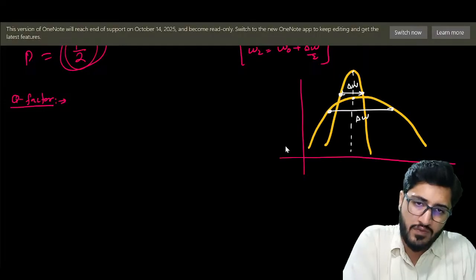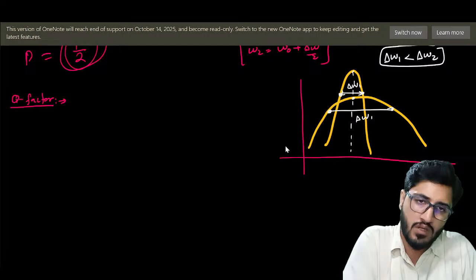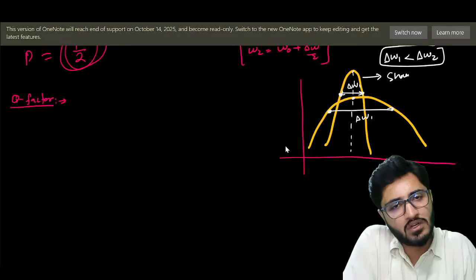Delta omega 1 of the first one is less than delta omega 2. What does it indicate? That means sharpness is more. Sharpness is more.